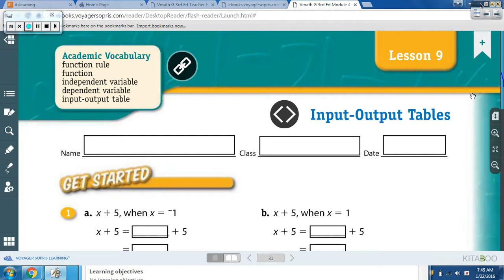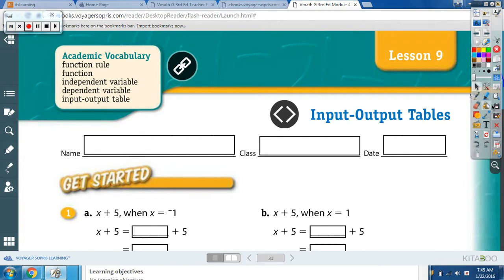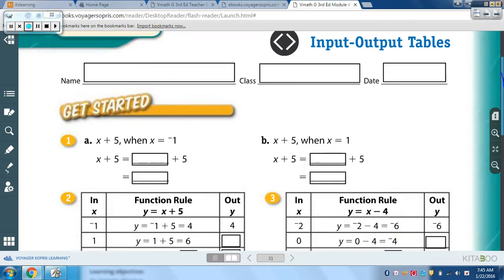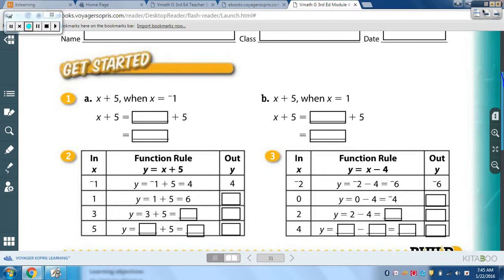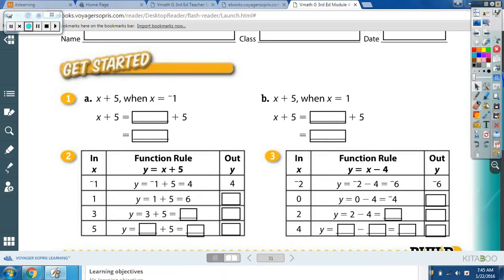Give me just 1 second here, guys. Let's get this pulled down where we can see it. There we go. Now I'll get my pen back.